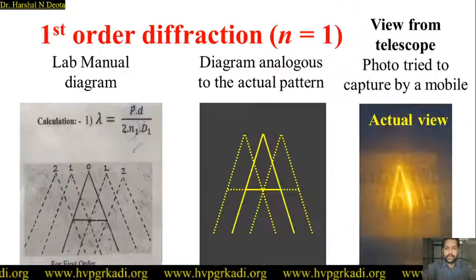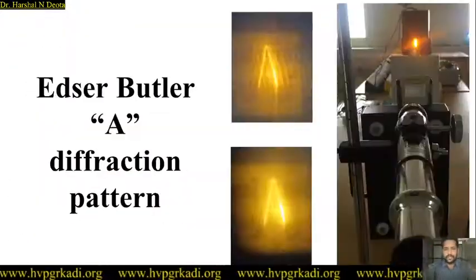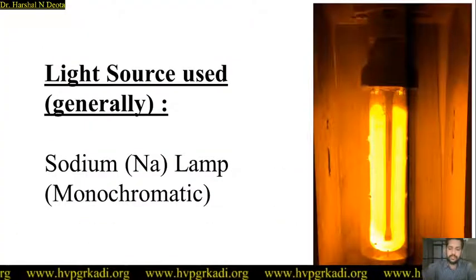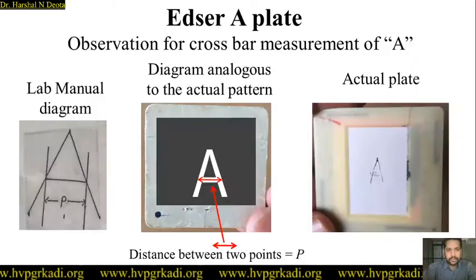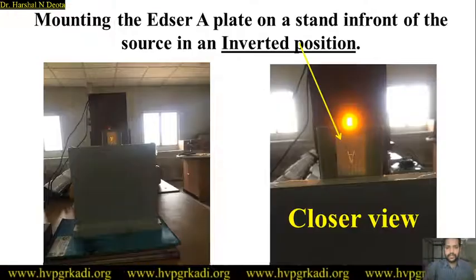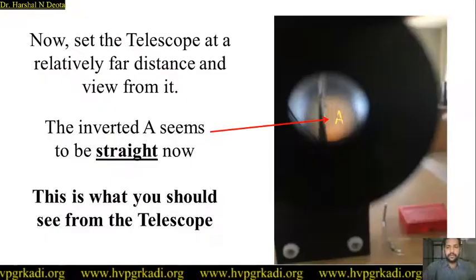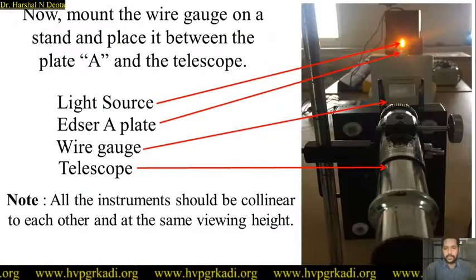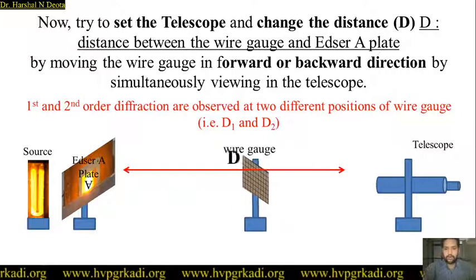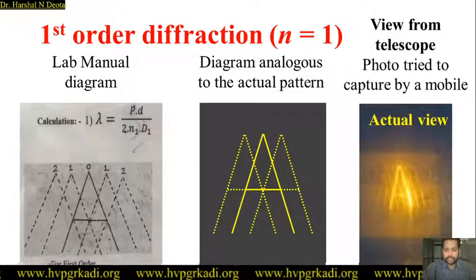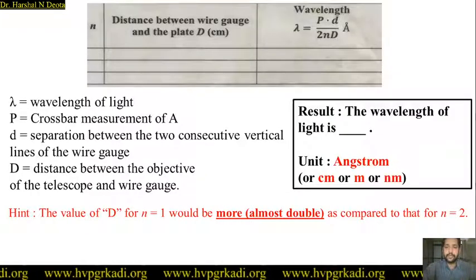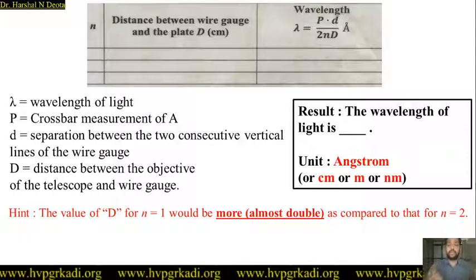So that's all how the practical goes. We will again revise it. What we did is, we first of all selected the source, that is the sodium lamp. Second was the Edser A plate. Third was the crossbar, that is the wire gauge. After that, we arranged it, mounted it here. Then we saw it from the telescope. Now we brought into the picture the wire gauge. We adjusted it. We changed the distance. Then what happened? We got two orders, first order and the second order. We mentioned them in the observation table, and then finally calculated lambda, that is the wavelength of sodium light.